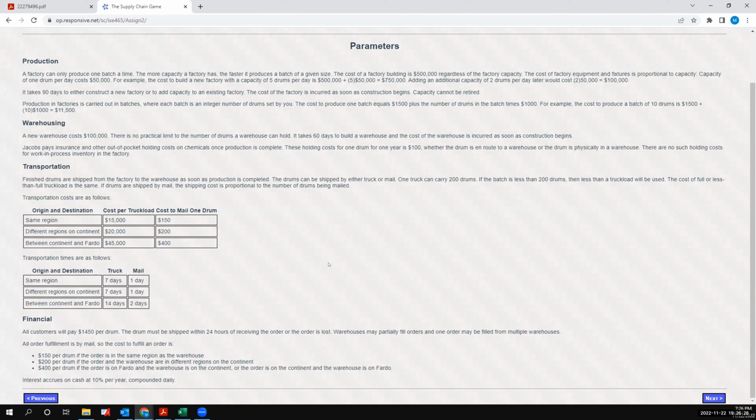Okay, all customers will pay $1,450 per drum. The drum must be shipped within 24 hours, otherwise you lose the order. All order fulfillment is by mail, so the cost to fulfill an order is, this is what it means. Remember, the previous transportation is between the factory and the warehouse. Now, from the warehouse to the customers is all mail, and the costs are given down there. Interest accrues on cash at 10% per year, compounded daily.